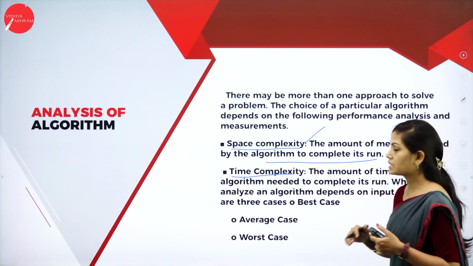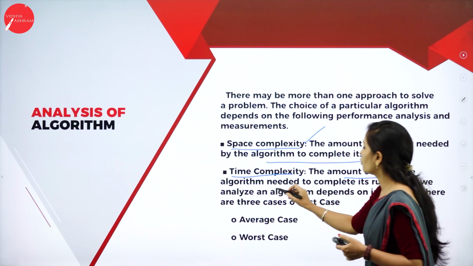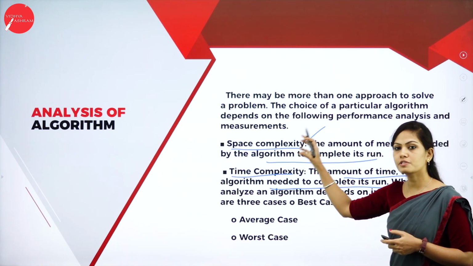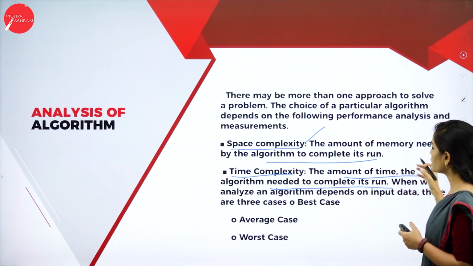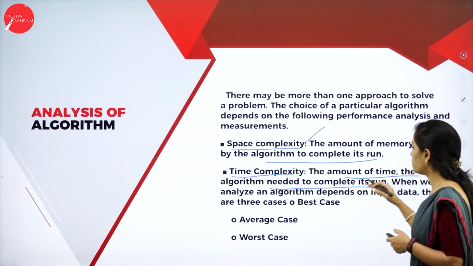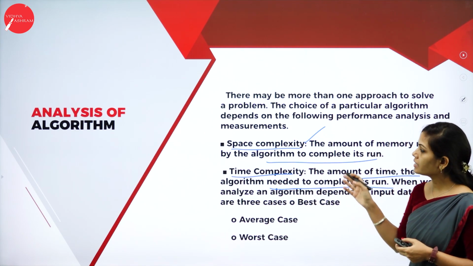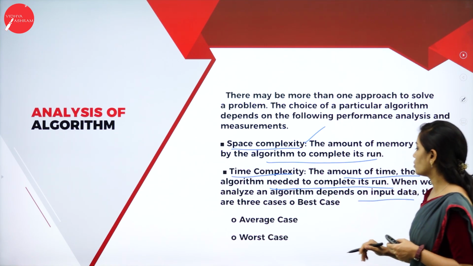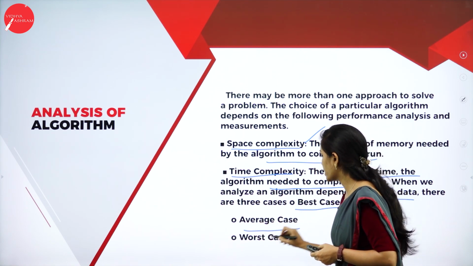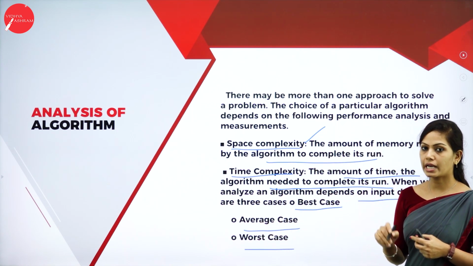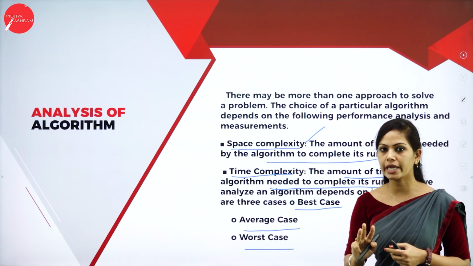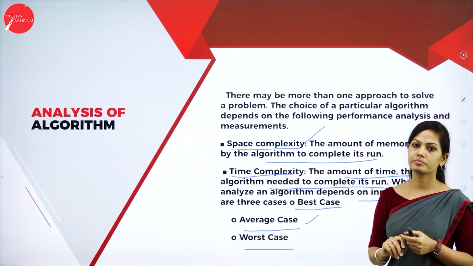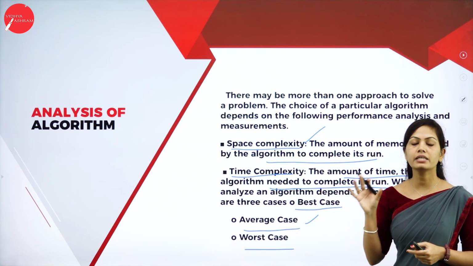And what is time complexity? The amount of time the algorithm needs to complete its run. Space complexity means the amount of space. Time complexity means the amount of time the algorithm needs to complete its run. And analyzing an algorithm depends on input data. There are three cases, that is best case, average case and worst case. So this is the method of analyzing an algorithm.